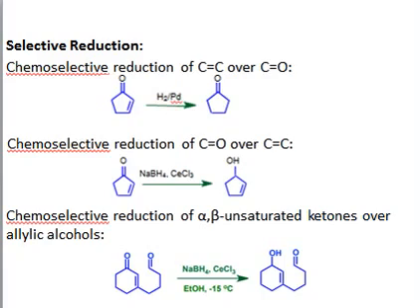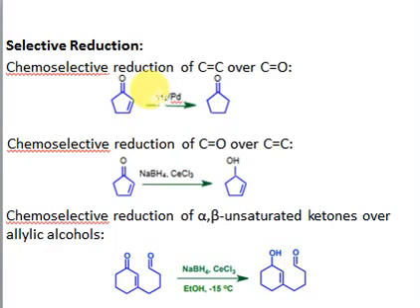So for example, we have selective reduction. This is an example where you have two different functional groups and your reagent will prefer one functional group over another, right? In this specific case, we have two functional groups, a carbonyl group and a carbon-carbon double bond. Both of these groups are unsaturated, which means both can be reduced, right? But here the reagent, hydrogen over palladium, prefers the reduction of the carbon-carbon double bond. This reagent can also reduce the carbonyl group, but that reduction will not be preferred, right?